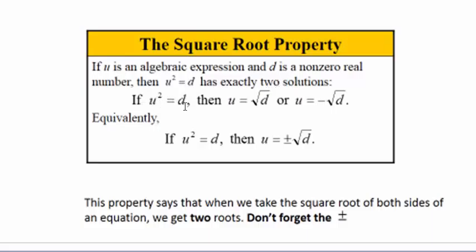If u squared equals d, then u is either the square root of d or u is the negative square root of d. Another way that we write that is in the shorthand notation, u equals plus or minus square root of d. This is called the square root property. Don't forget the plus or minus. This is a fundamental idea. We do cover this in Math 70 in the previous course, and we review it again here.